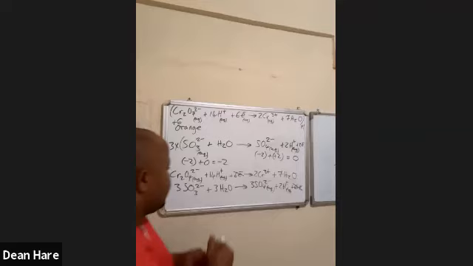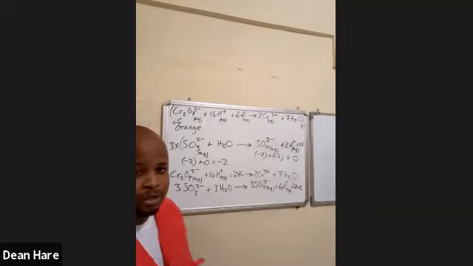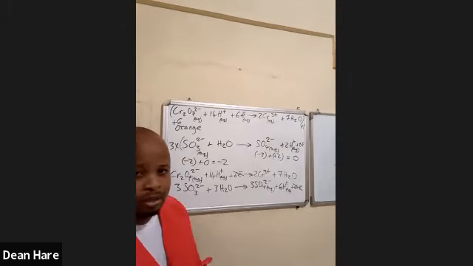Go ahead. The H was supposed to be 6. Oh, yes. Thank you for that. Sir, do we have to reduce the hydrogen and water? Yes. So in the final equation, we're just going to have hydrogen on one side of the equation and water on the other side.